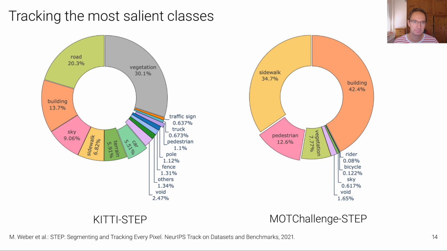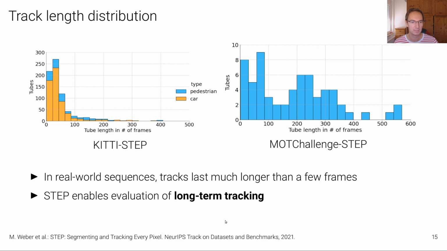Here's a comparison of the most salient classes in the newly proposed benchmarks. You can see that, for example, in KITTI, there is more vegetation, road, and building, while in MOTChallenge-STEP there is mostly sidewalk and building and pedestrians. Here's a comparison of the track length distribution. In the case of KITTI, we have pedestrians and cars as trackable objects, and in MOTChallenge we have pedestrians. And you can see that there's some sequences or some scenes or some objects for which the track length exceeds 200 frames, and in the case of MOTChallenge-STEP, even 500 frames. So STEP really enables the evaluation of long-term tracking in the real world.